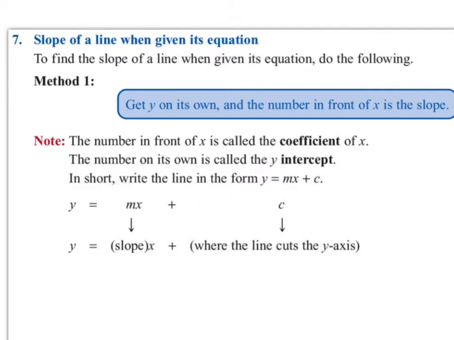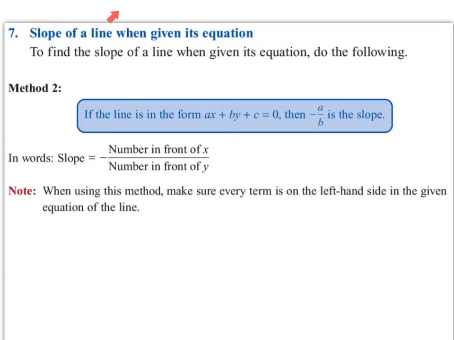7. Slope of a line when given its equation. To find the slope of a line when given its equation, do the following. So this is method 2. If the line is in the form ax plus by plus c equal to 0, then minus a over b is the slope. So whatever is stuck on in front of the x, divided by whatever is stuck onto the y, and put a minus in front. In words, slope equals minus the number in front of the x, divided by the number in front of the y.